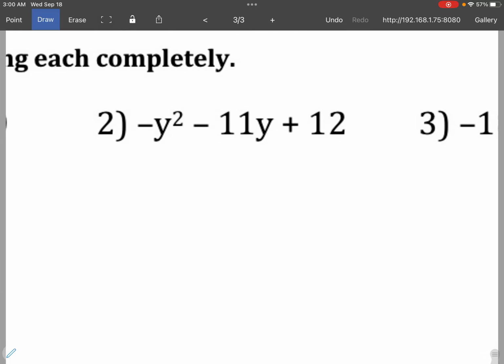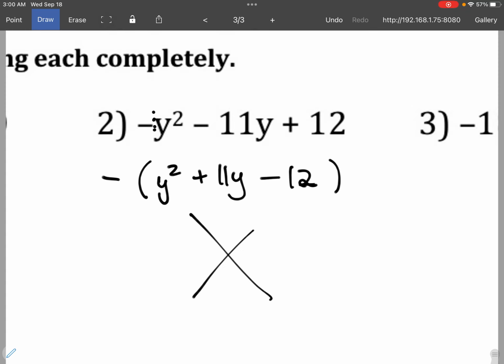Oh, our first term is negative right here, so our GCF has to be negative, okay? GCF has to be negative. And yes, that's a 1 up front. So, we're going to take the negative out. By taking the negative out, we're changing all the signs. This becomes a positive y squared. This becomes a positive 11y. And this becomes a negative 12. You are now shopping for two numbers that multiply to negative 12 and add up to 11. On you.